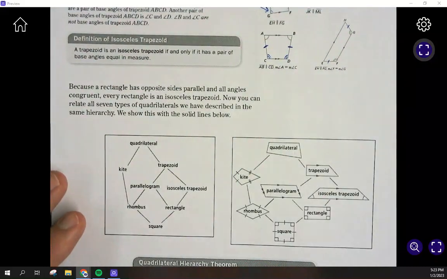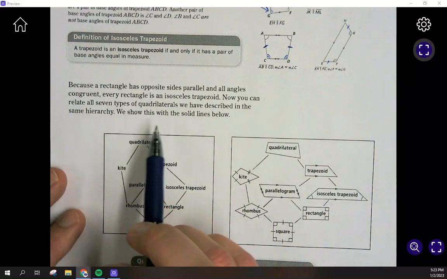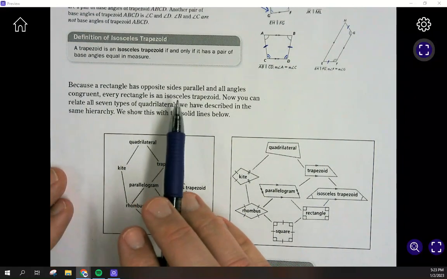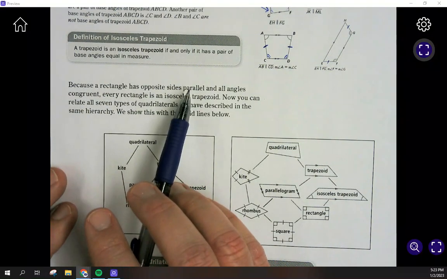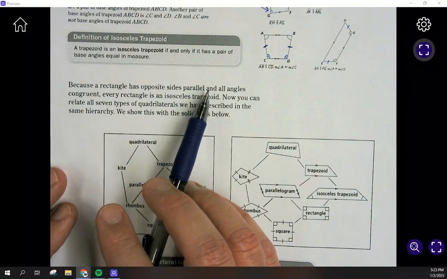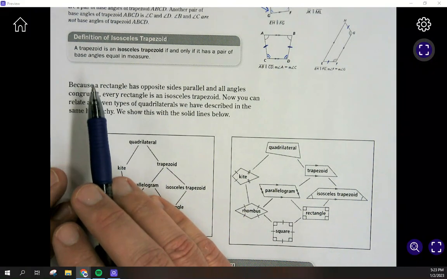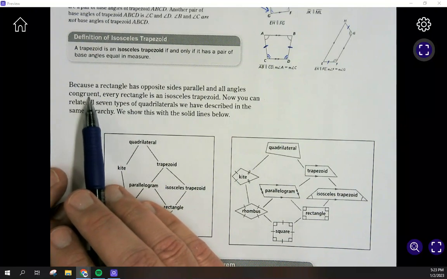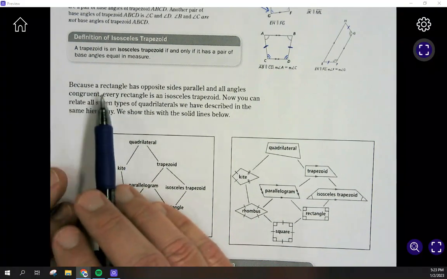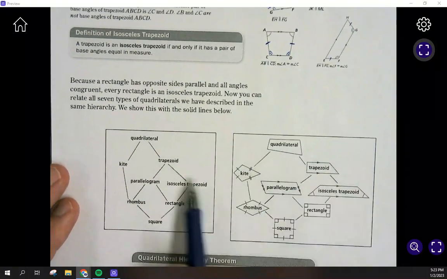Okay, so because a rectangle has opposite sides parallel and all angles congruent, every rectangle is an isosceles trapezoid. Read that again. A rectangle has opposite sides parallel, and then all the angles are congruent, meaning it has base angles that are congruent. It has parallel sides, which makes it a trapezoid, and all the angles are congruent, so that means the two base angles are congruent to each other. So therefore, every rectangle is an isosceles trapezoid.